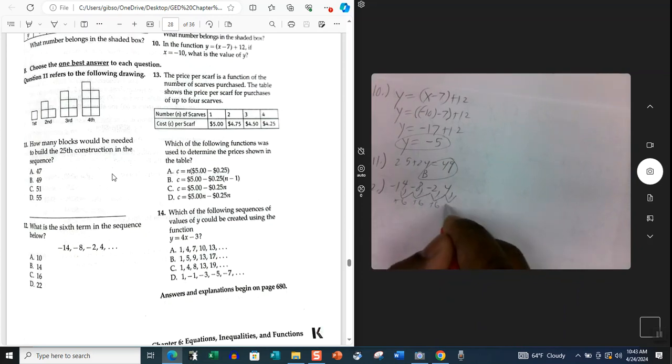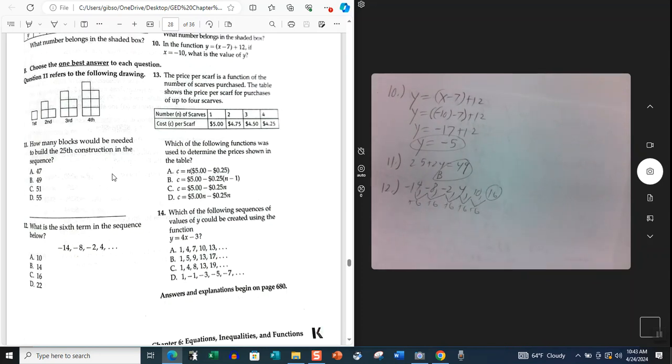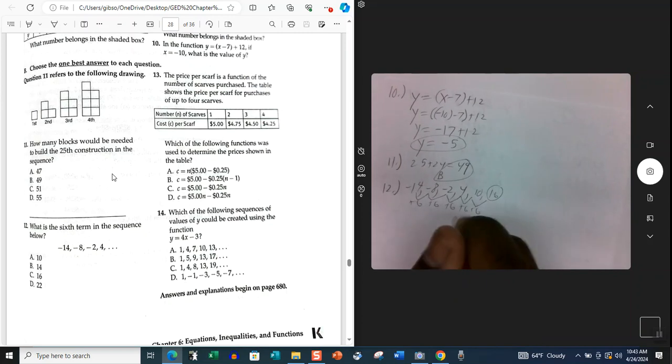So we know the fifth term, we'll add 6 to make that 10. And then the sixth term that we actually want, we will add 6, so that'll be 16. So 16 is your answer here, which would be C.